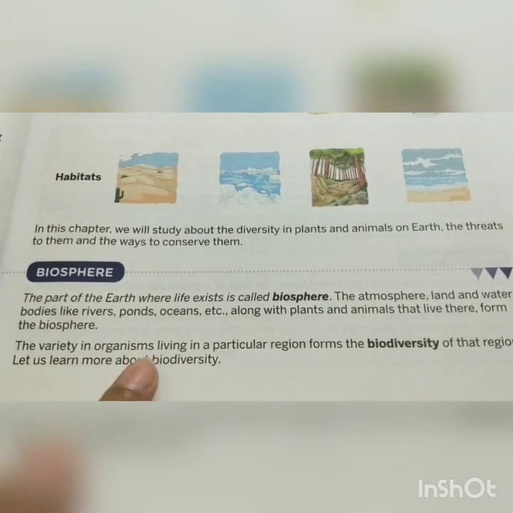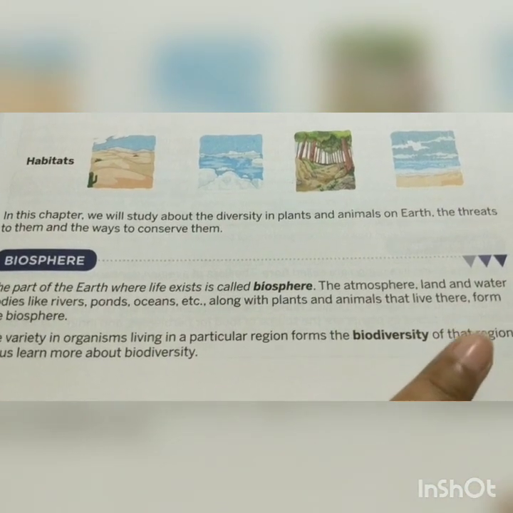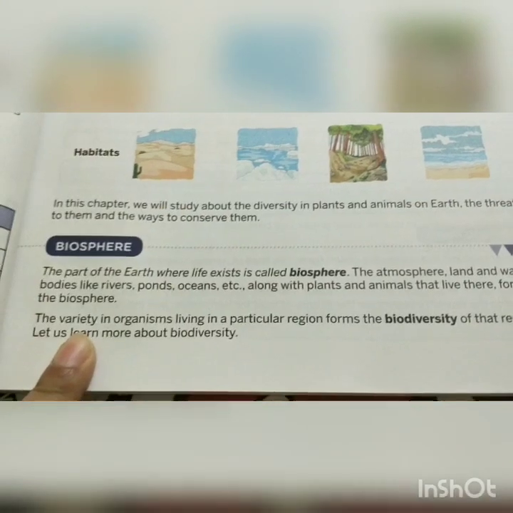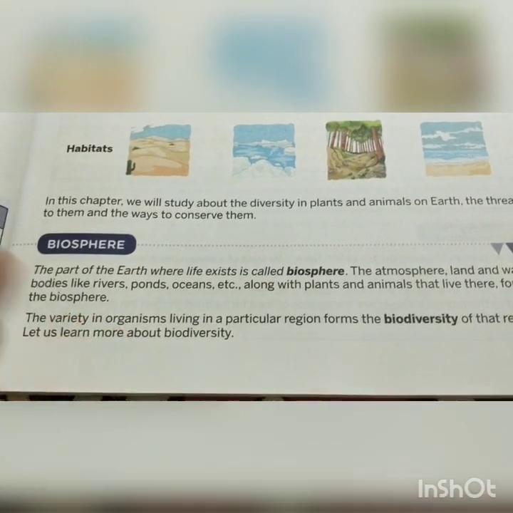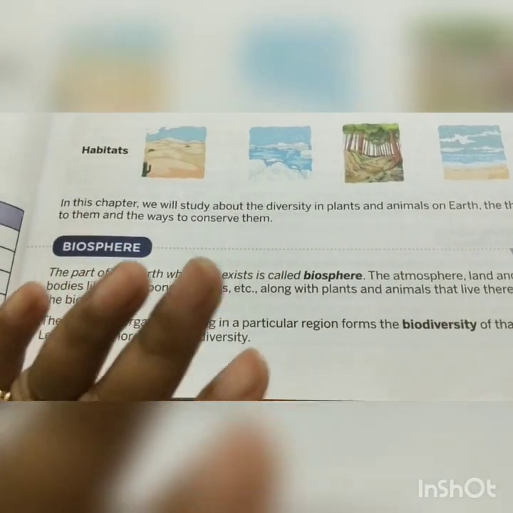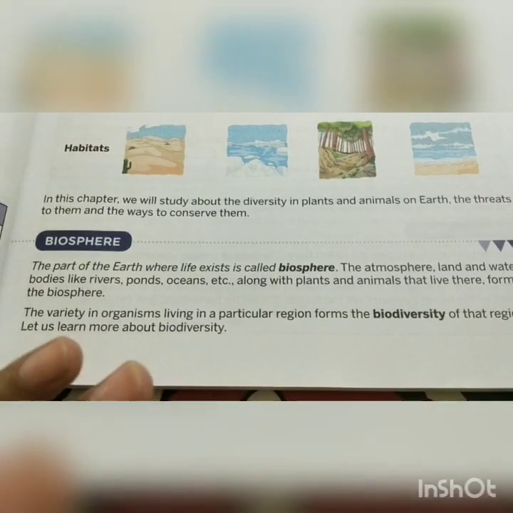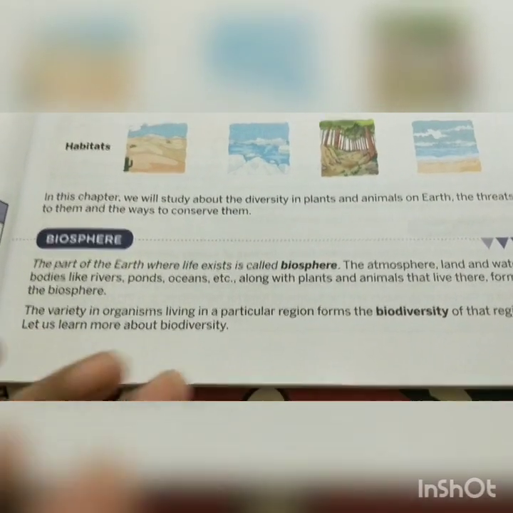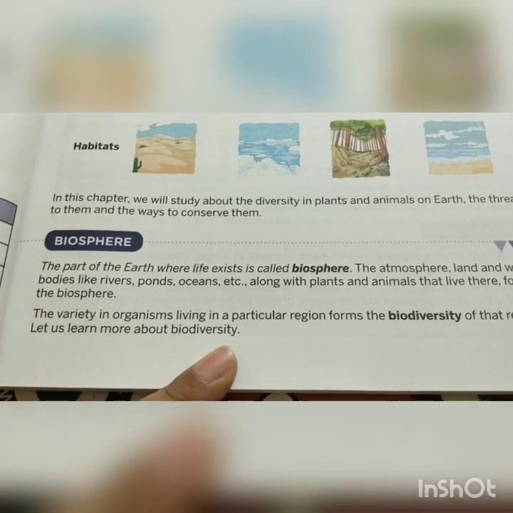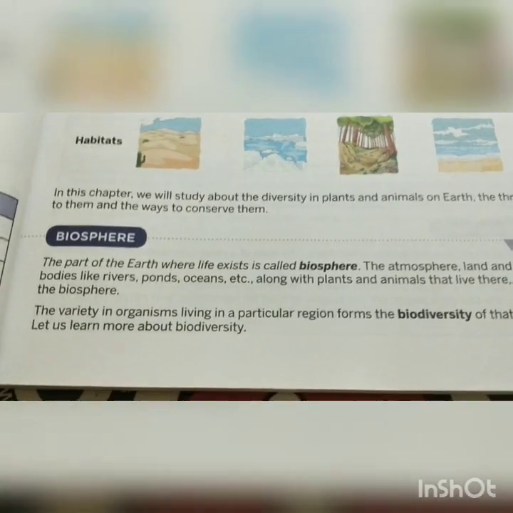The variety in organisms living in a particular region forms the biodiversity of that region. So what is the biodiversity? Many different types of animals are living in a particular region or area. That forms the biodiversity of that particular region. Okay. Let us learn more about biodiversity. In this lesson, we will learn more about biodiversity.